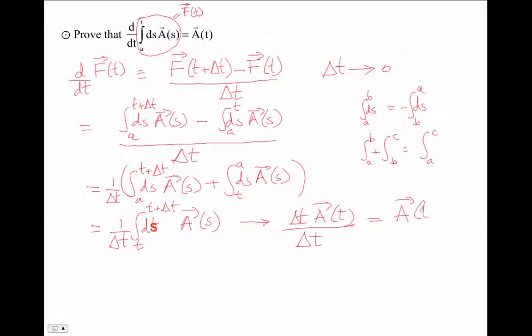So the point is that as delta t gets smaller and smaller, the integrand varies less and less, and of course here I've assumed that a is a vector valued function that is smooth and continuous, and so its values tend to a of t. This is the result that we wanted.